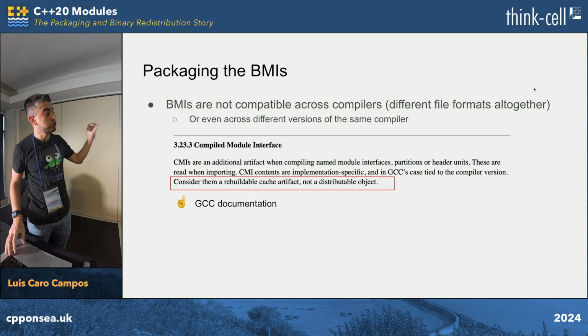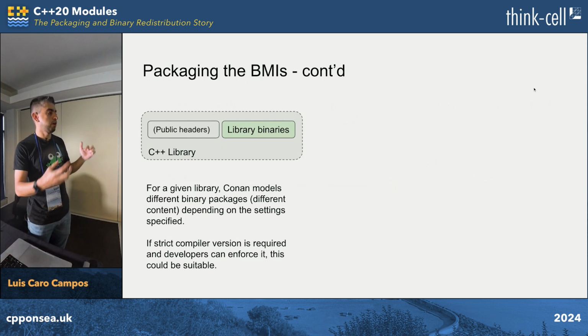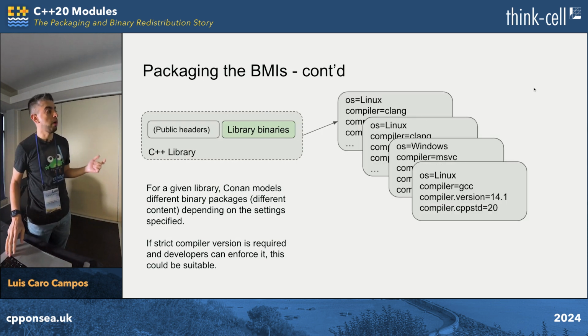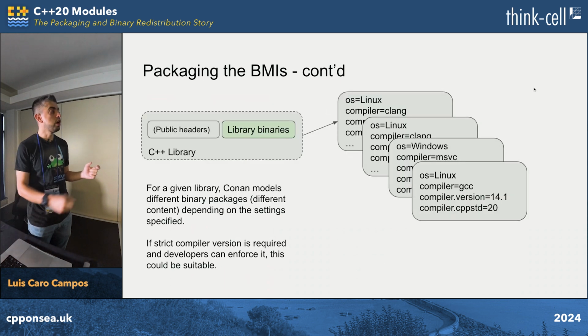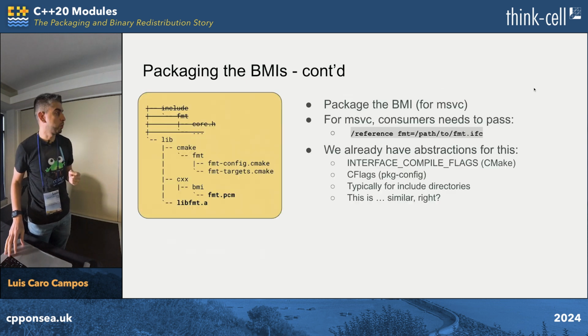And yeah, the documentation here, I think for GCC, is very specific. Consider this a rebuildable cache artifact and not something that you would distribute. I'm very stubborn, so what I thought is, because I work with a C++ package manager, I'm going to do an experiment where, if the constraint is the compiler and the compiler version, I can already model different packages depending on the compiler and the compiler version anyway. So I could theoretically bundle BMIs and give it a go. And this actually did not work, and I'll show you why.